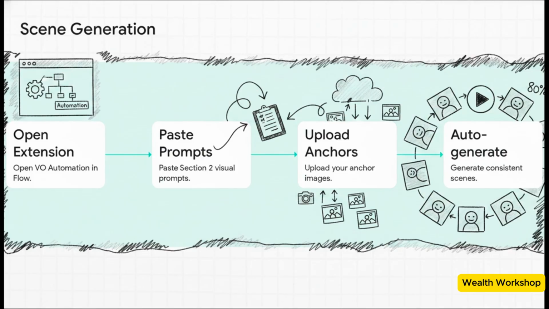Now, what's really interesting about this is how the extension does the heavy lifting. You open it up inside Flow, navigate to image, and paste in the visual prompts from section 2 of your blueprint. Then upload those anchor images you just saved. Hit run. The extension systematically generates your scenes while using your anchor images to force the AI to keep the character's face consistent. You'll get roughly 80% character consistency across your folder of scene images, which honestly is the holy grail for free AI video.